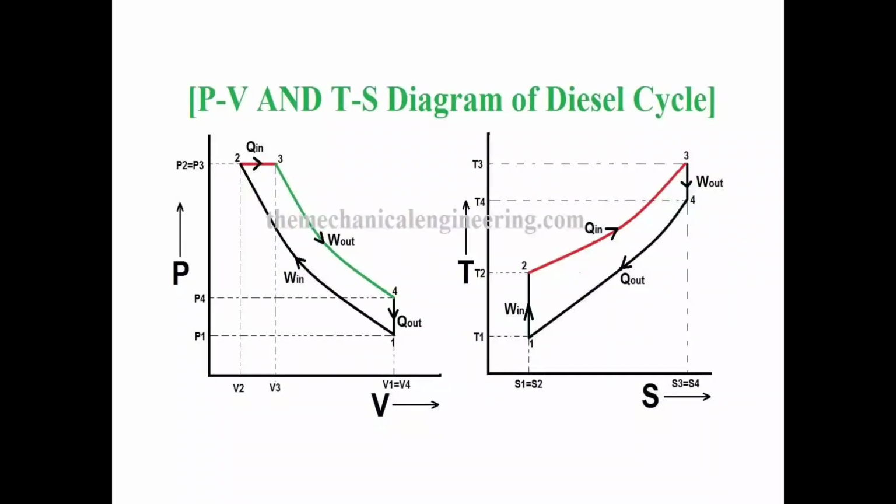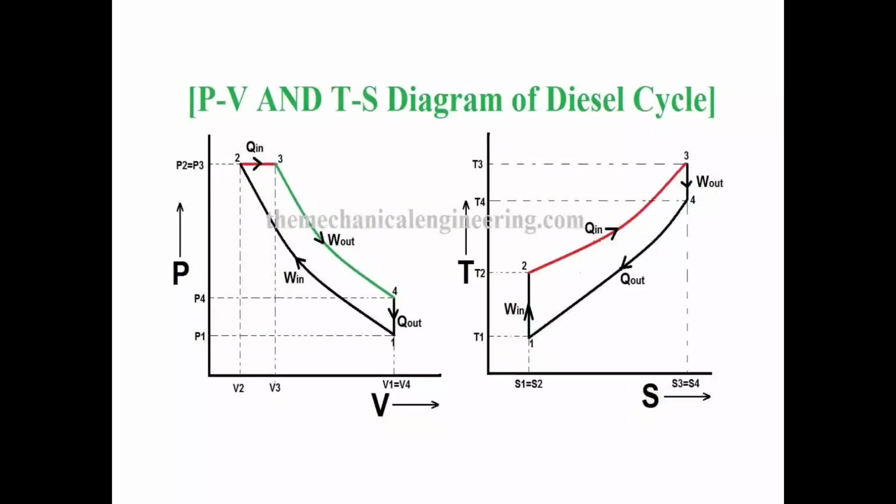The first diagram is the PV diagram. The second one is the TS diagram. In the figure, the process 1 to 2 is the reversible adiabatic compression process, and 2 to 3 is a constant pressure heat addition process. Then 3 to 4 is the reversible adiabatic expansion process, and 4 to 1 is the constant volume heat rejection process.